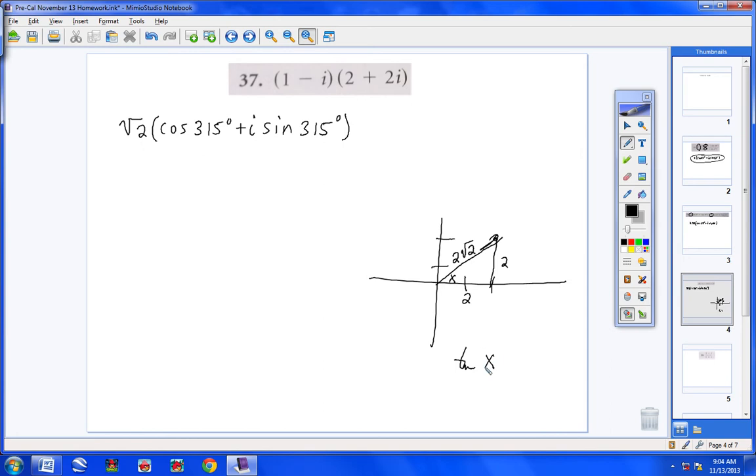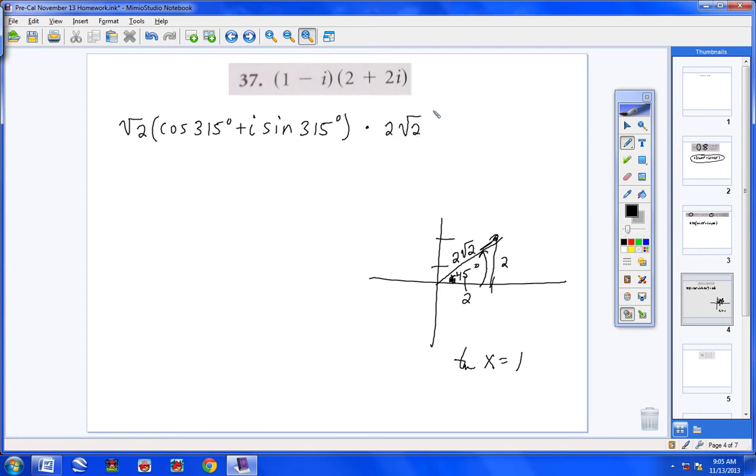So we would say the tangent of angle x equals opposite over adjacent, 2 over 2, and 2 over 2 is 1. So again, what angle gives you 1 when you take the tangent of it? 45 degrees. So we're going to put 45 degrees. Okay. So I rotate here up to the hypotenuse. So there we go. Just like that, I have written my standard form complex number in trig form.